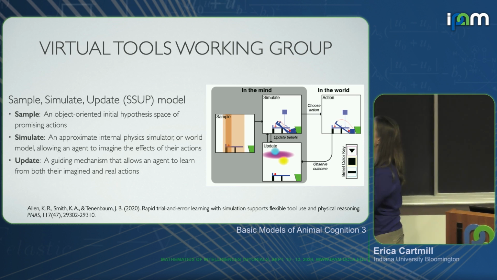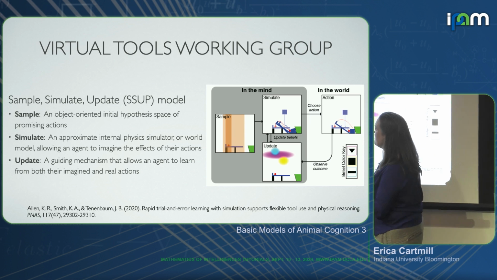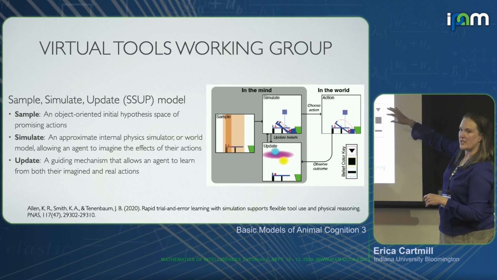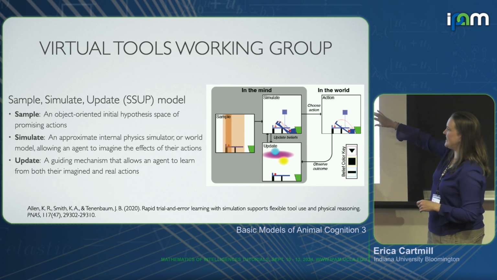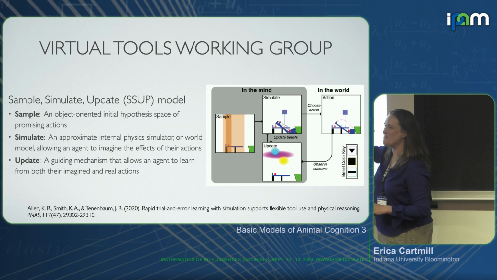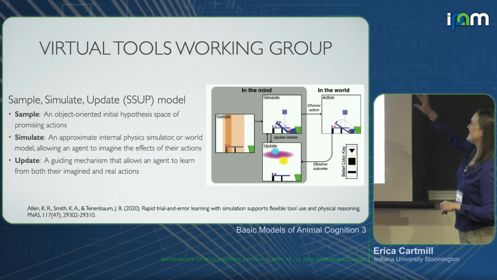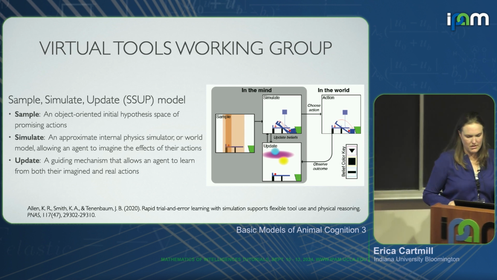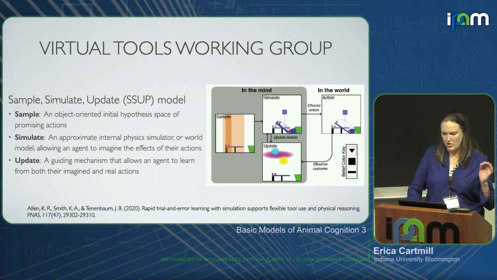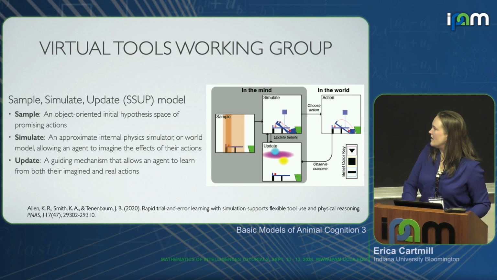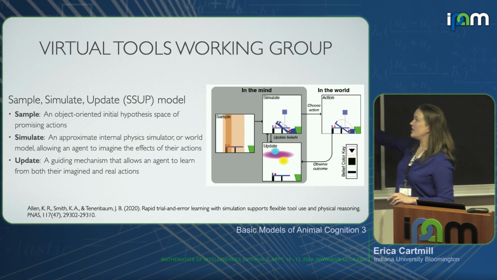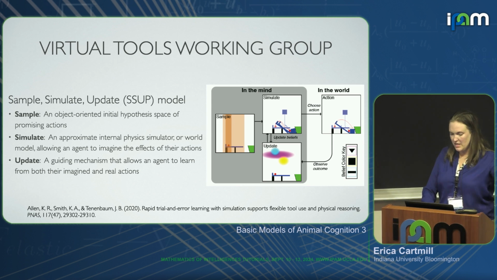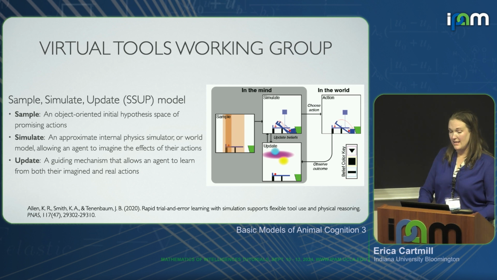Josh's lab has developed this sample simulate update model, the SUP model. I did not do this, so please don't ask me technical questions about it. But this is the model that they're using to model human trial and error learning in this task. And they found that this SUP model is pretty good at emulating the speed with which humans can pass this task.